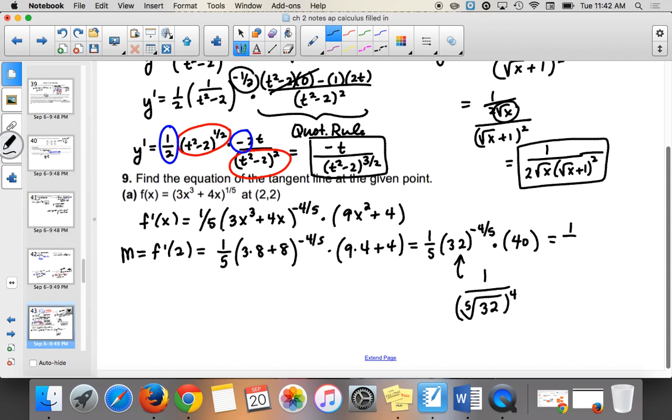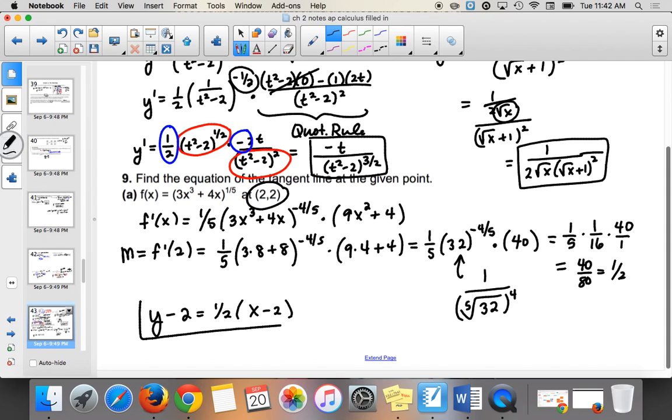So I have 1/5, 1 over 16 times 40. So I get 40 over 80, which is 1/2. So that all simplifies down to 1/2. So that's our slope. And then we have the point. So our equation is going to be y minus 2 equals 1/2 times x minus 2.